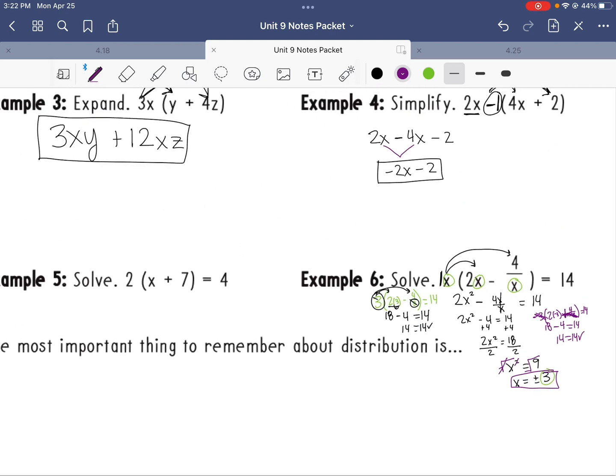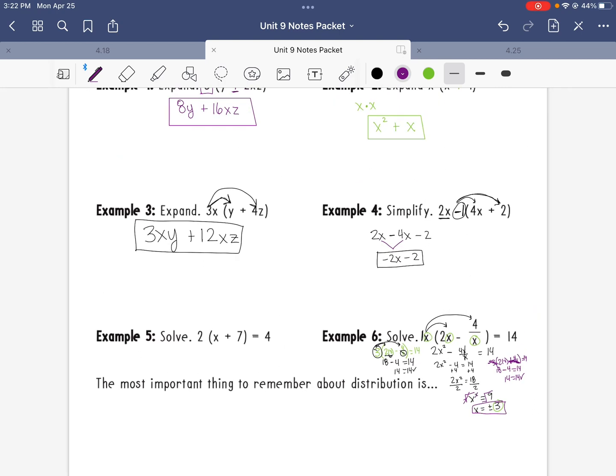Okay. All right. Last thing, the most important thing to remember about distribution is, you tell me, what's the most important thing to remember for you? Okay. If you want to see and check your answer for this one, it will be on the notes on Canvas. Let me know if you have any questions. Good luck on your 9.4 assignment.